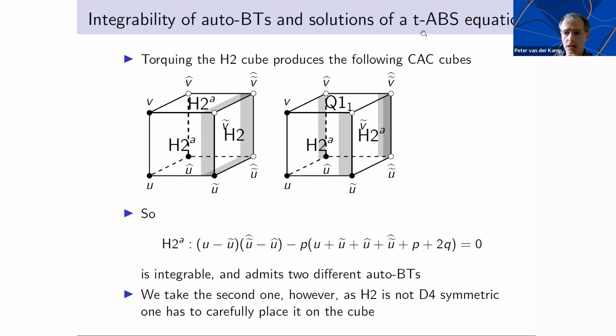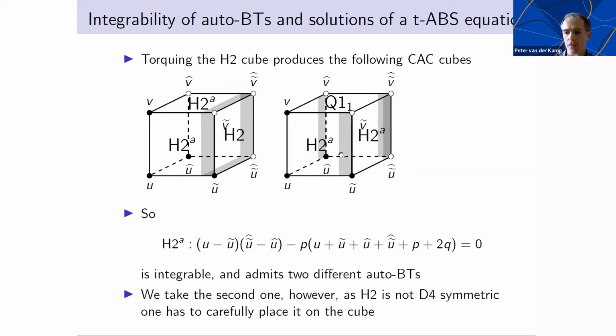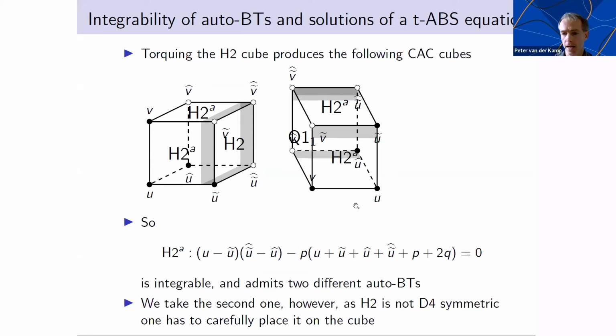Now, this is the last paper I wanted to quickly talk about, where we explicitly use the second cube for H2. You can get a kind of flipped version of this. So you can think of H2A, this torqued version, not as the Backlund transformation for Q1, but you can think of Q1 and the torqued version as a Backlund transformation for H2A. So the torqued equation is not only a Backlund transformation, but it's an integrable equation itself.